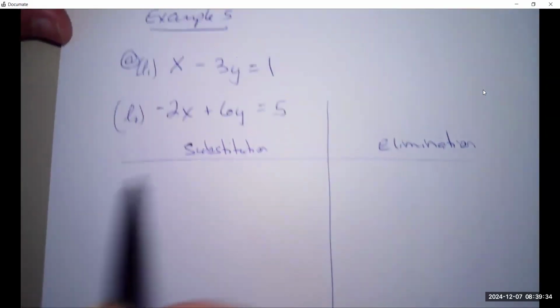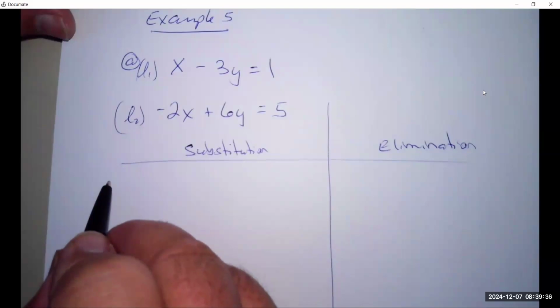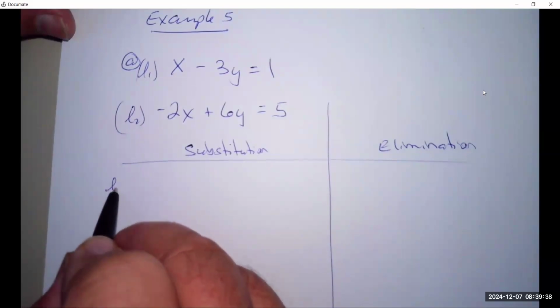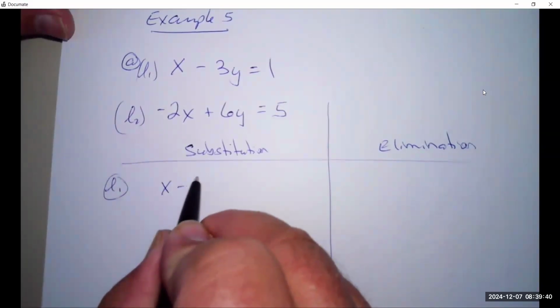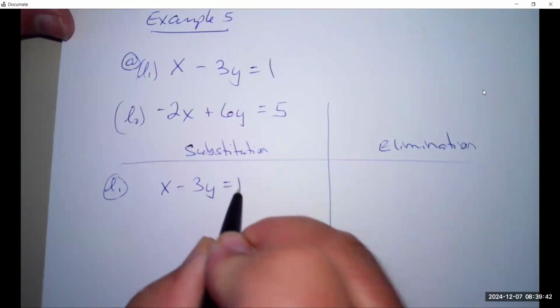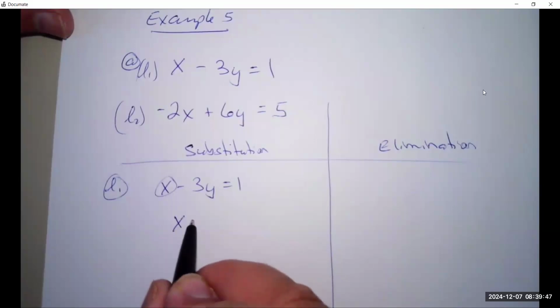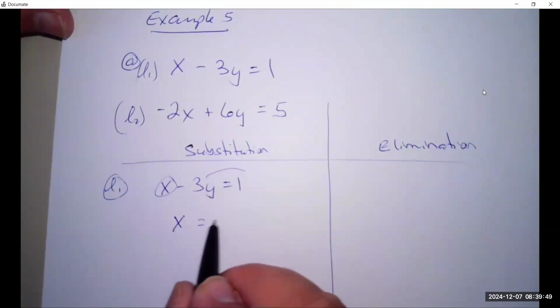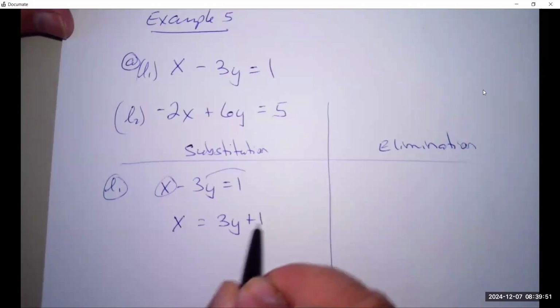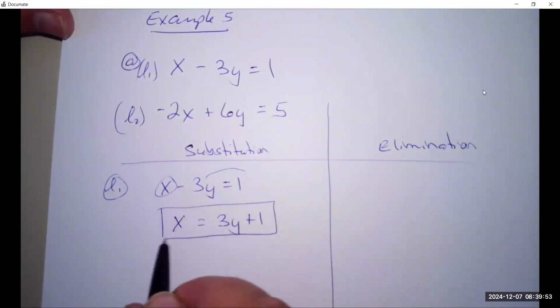So in substitution, I've got to pick an equation. I'm picking line 1, x minus 3y equals 1. I want to solve for x, so I've got to move the 3y. So x equals 3y plus 1. So there's my equation for x.